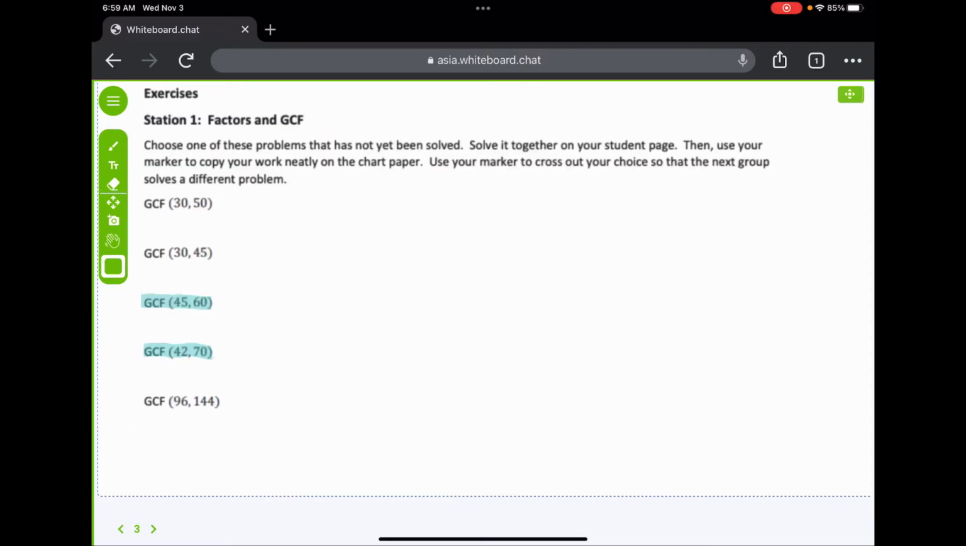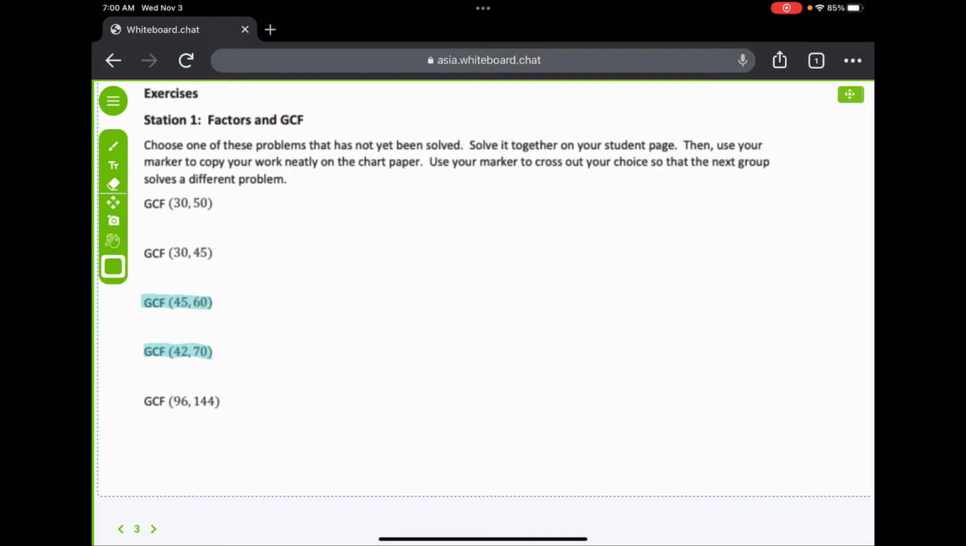Okay, so that's how you find both of them. Now, if you see these that are highlighted, this is what you're going to do for classwork. If you want to go ahead and do it, that's fine. But this will be what you're going to do for your classwork. So I'm going to skip the ones that are highlighted for you to do during class.